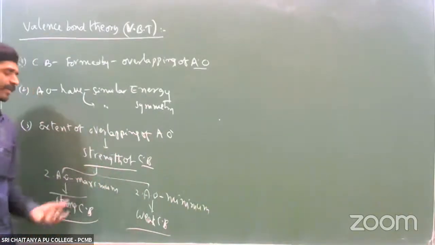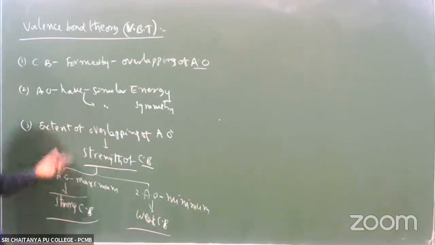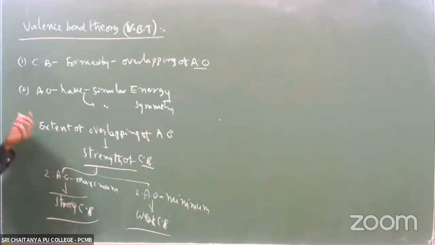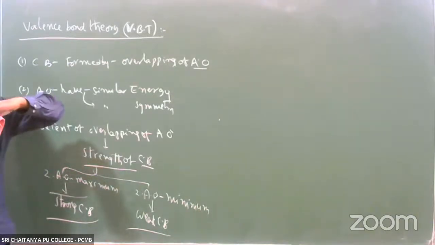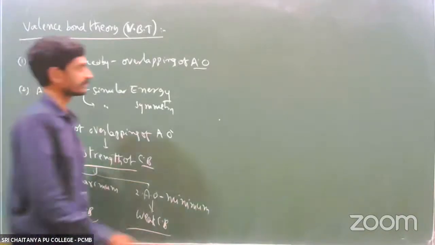Whether the formed covalent bond is weak or strong, how can you decide? That is decided by the extent, the magnitude, of overlapping of atomic orbitals. If the atomic orbitals are overlapped at minimum, that forms a weak covalent bond. If these are overlapped at maximum, then that forms a strong covalent bond.